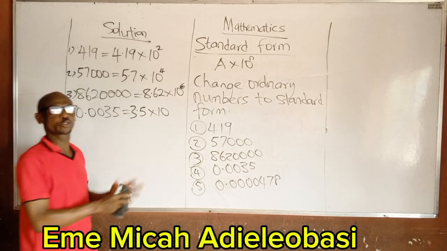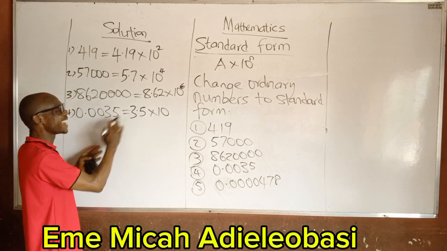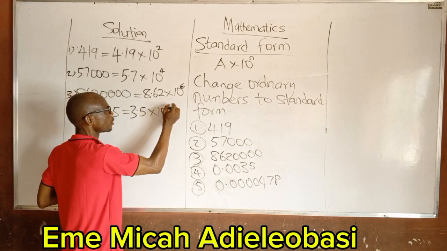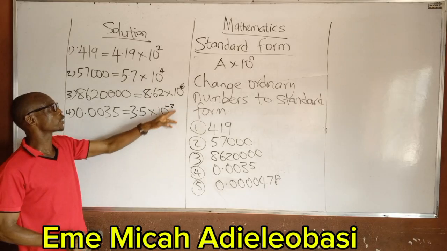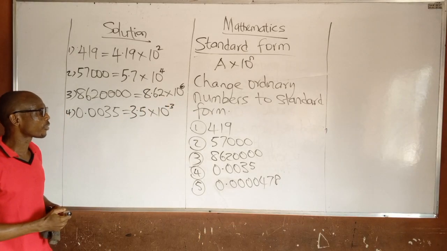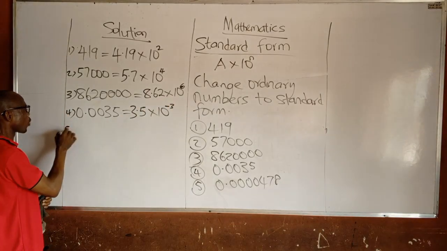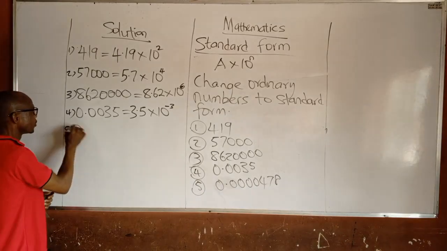When the decimal moves to the right, it carries a negative sign. It becomes minus what? 3. So the answer is 3.5 times 10 raised to the power of minus what? 3. Let's look at the last one. And what do we have?